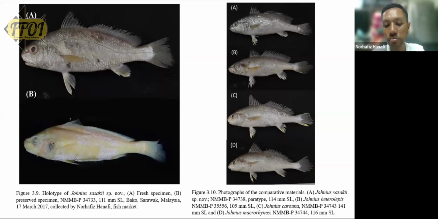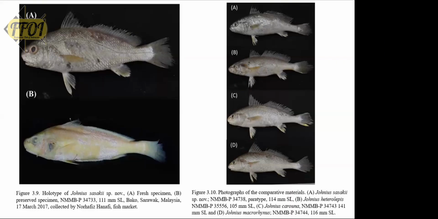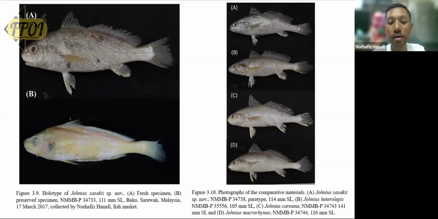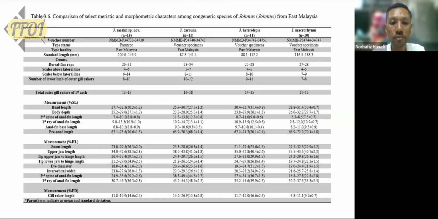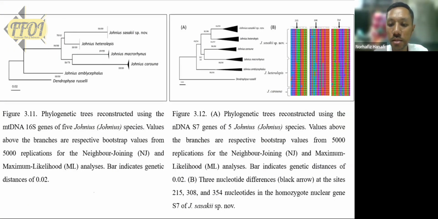Ini information untuk you. Okay, so this is the information you need to provide when writing the paper. This is the information, and then the morphometric measurement you kena ada. And this is what I mean by the molecular evidence. Once you have the molecular evidence, the evidence is very, very strong.